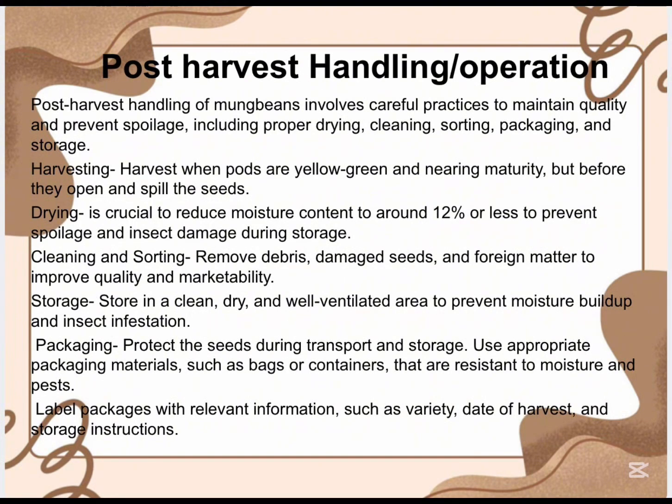Post-harvest handling operation. Post-harvest handling of mung bean involves careful practices to maintain quality and prevent spoilage, including proper drying, cleaning, sorting, packaging, and storage. Harvesting. Harvest when pods are yellow-green and nearing maturity but before they open and spill the seeds. Drying is crucial to reduce moisture content to around 12% or less, and prevent spoilage and insect damage during storage.